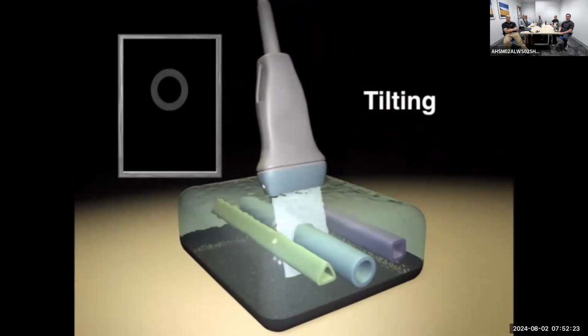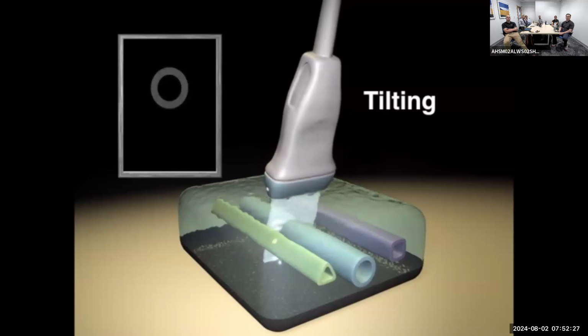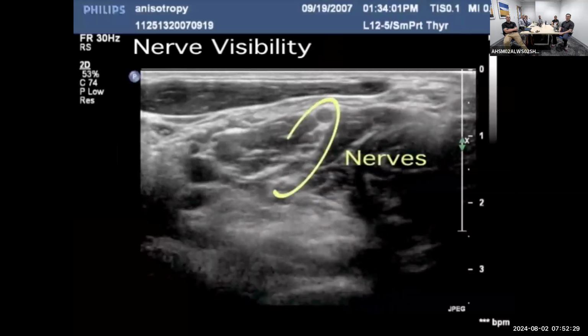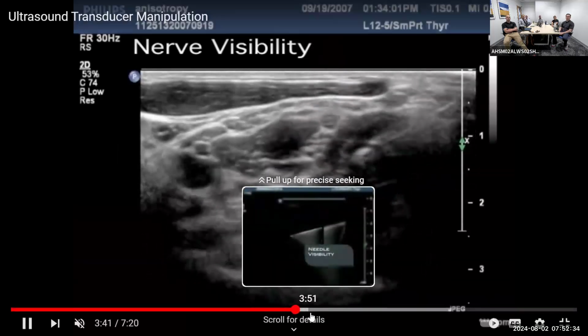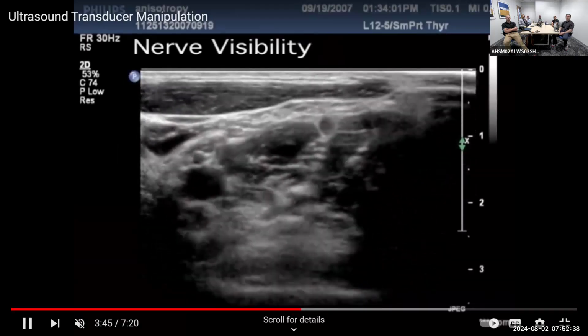Tilting, kind of looking in. So what you see there is it gets less bright. It gets hypoechoic, and that's because a lot of the sound waves are bouncing off and not coming back. Nerves tend, so we're going to fast forward through this. Go.